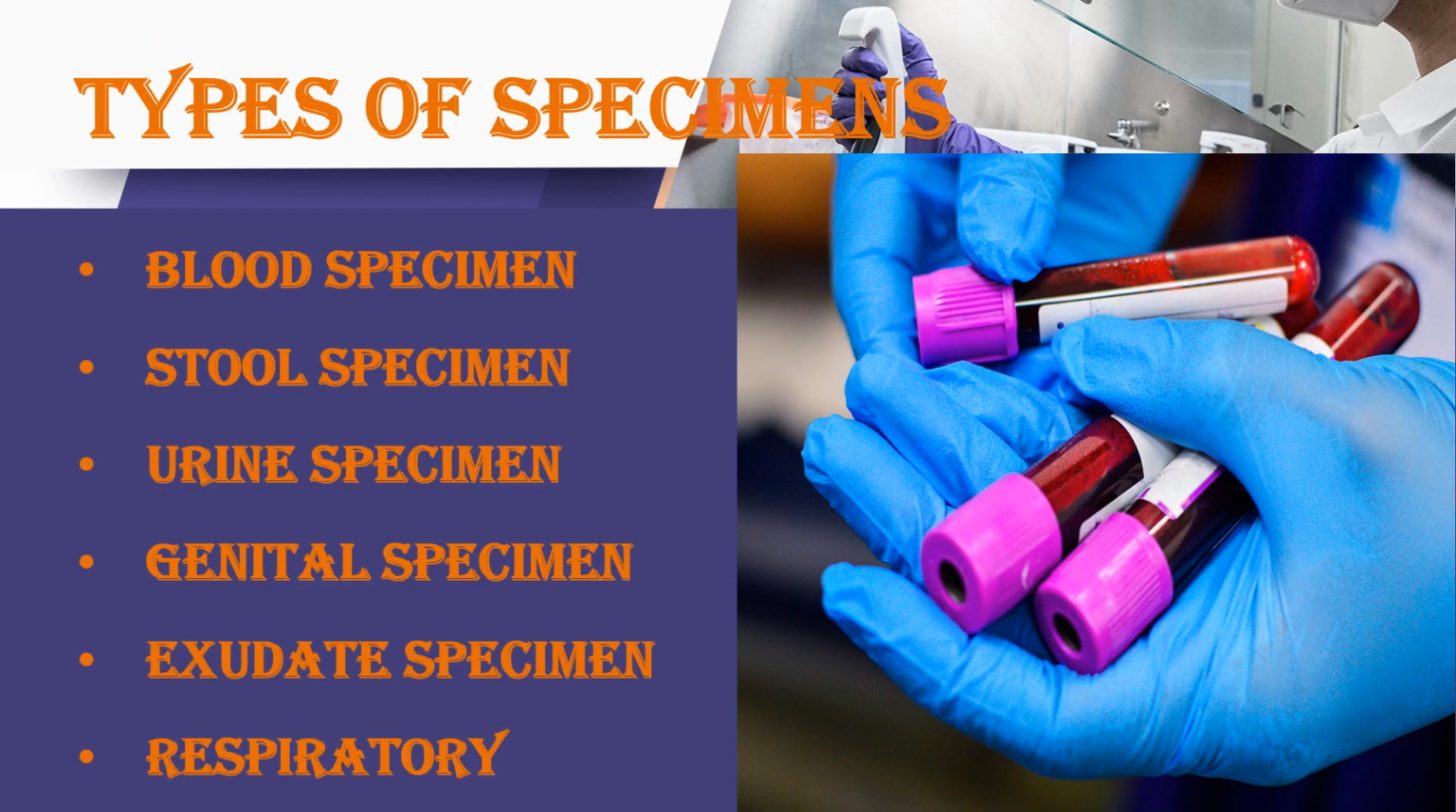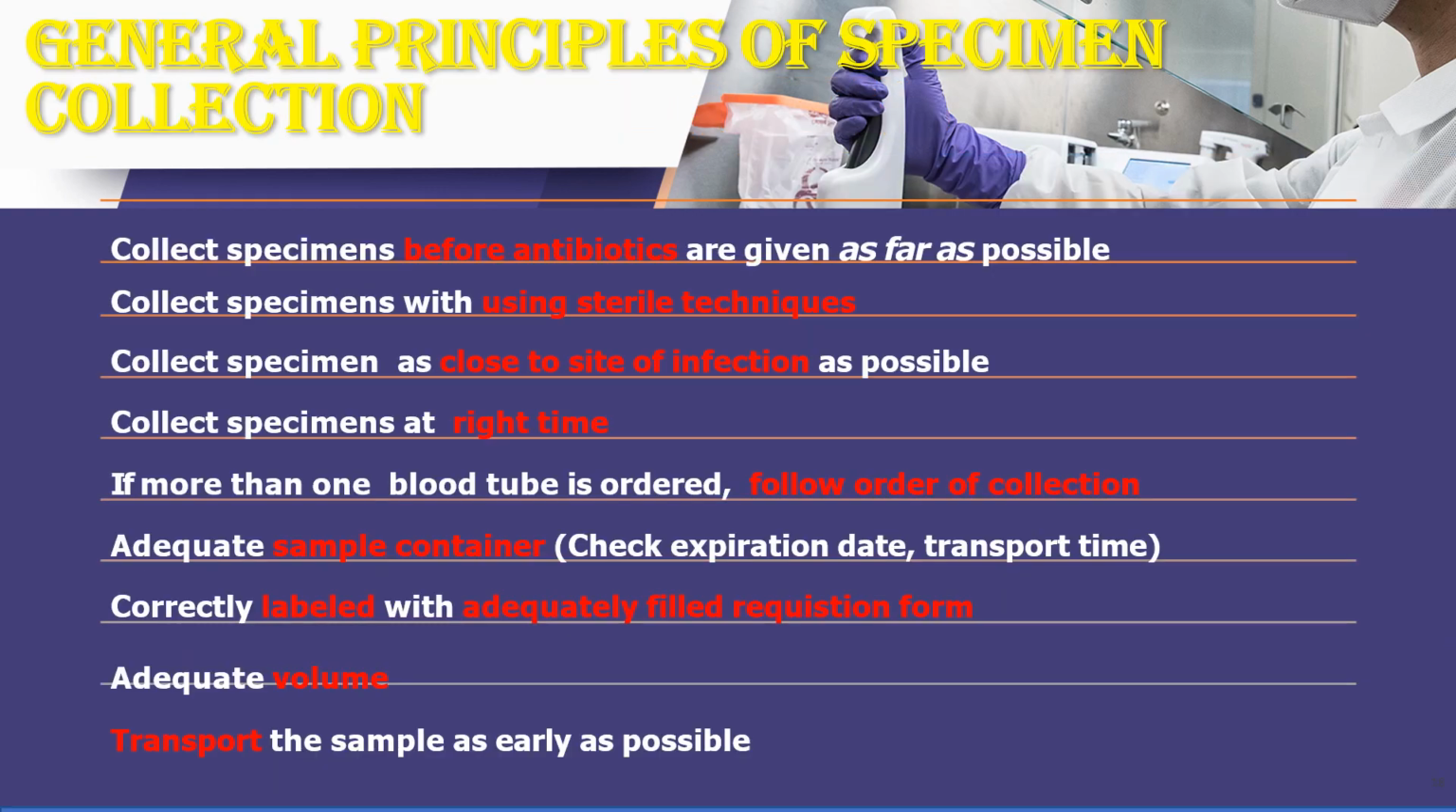What are the types of specimen that we get for the laboratory testing? It is a blood specimen, stool specimen, urine specimen, genital specimen, and respiratory specimens. What are the principles of the specimen collection? Collect the specimens before antibiotics are administered. Collect specimen using sterile techniques. Collect specimen as close to the site of infection. Collect specimen at the right time.